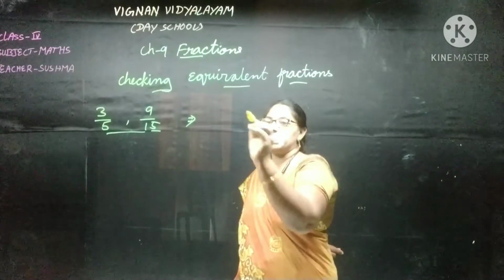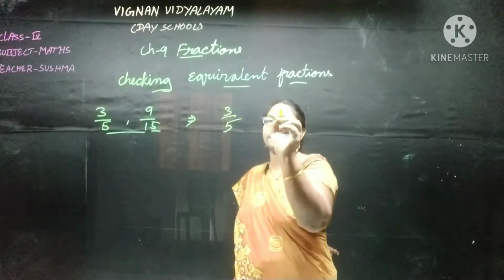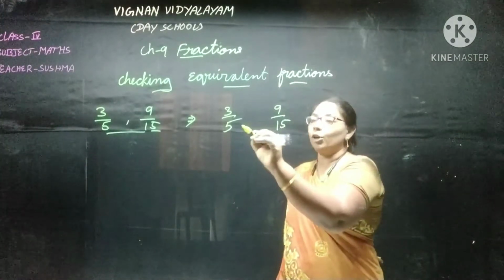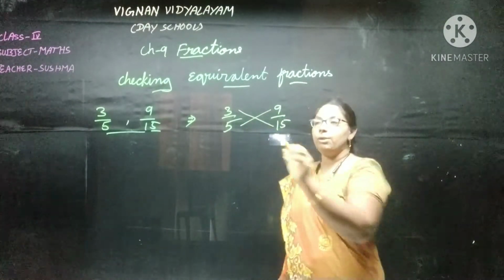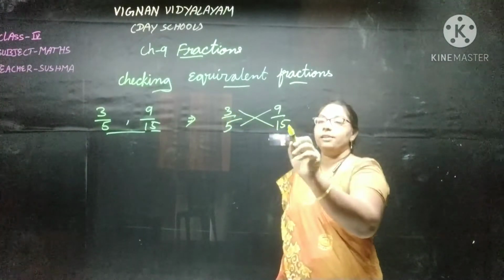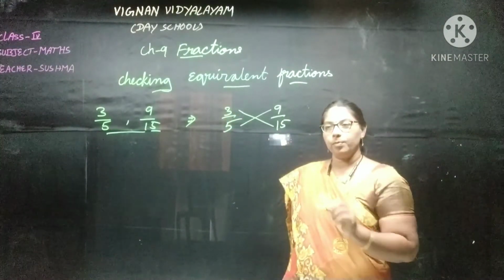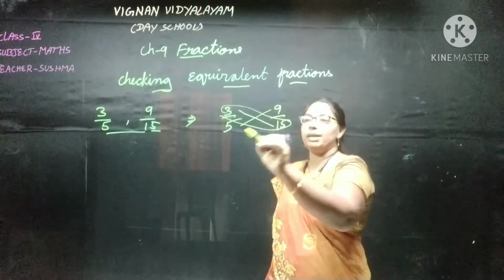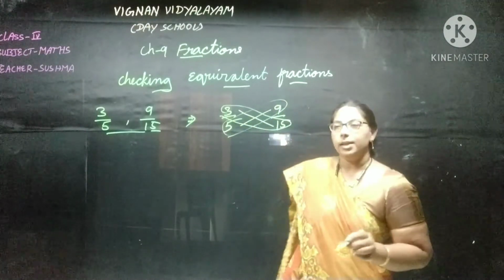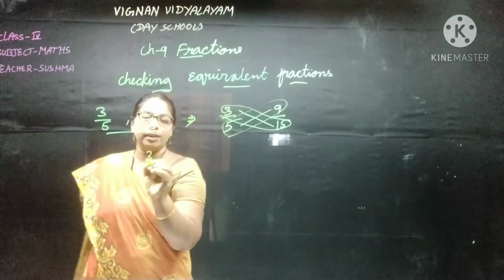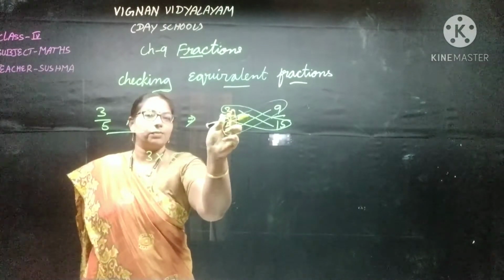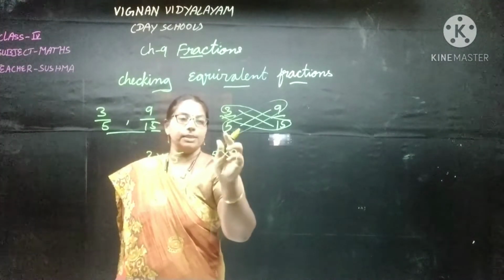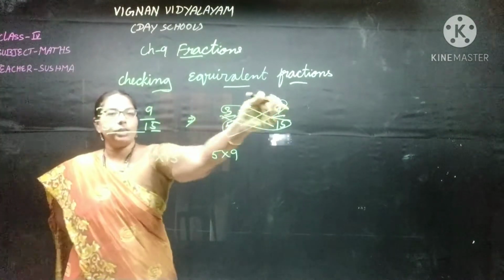What is this cross multiplication, children? Take the two given fractions, children. 3 by 5 and 9 by 15 are the two fractions given. Now cross multiplication means here we will multiply the numerator of the first number with the denominator of the second number. Means these two. And the denominator of the first number and the numerator of the second number we will multiply. Means what we have to do here? See, 3 into 15, we will multiply the numerator of the first number and the denominator of the second number. And 5 into 9, the denominator of the first number and the numerator of the second number.